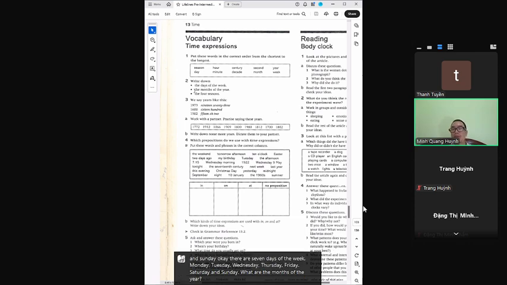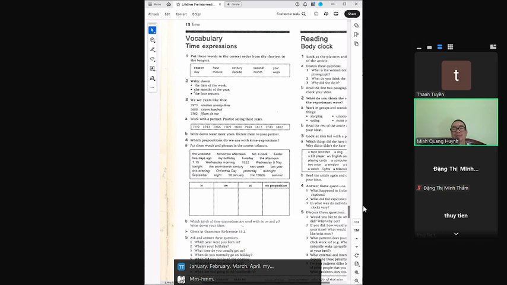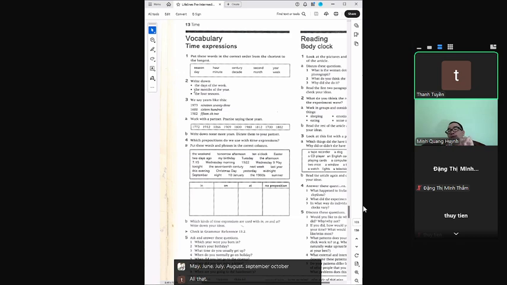What are the months of a year? January, February, March, April, May, June, July, August, September, October, very good. January, February, March, April, May, June, July, August, September, October, November, December. They are the 12 months of a year.